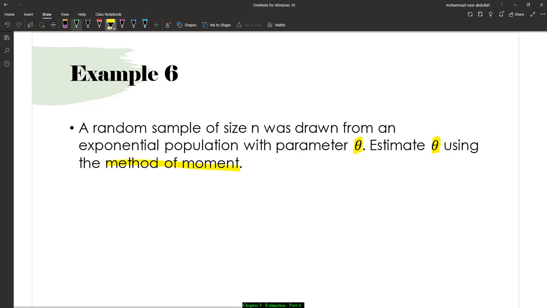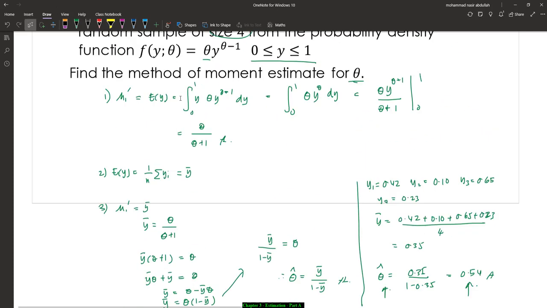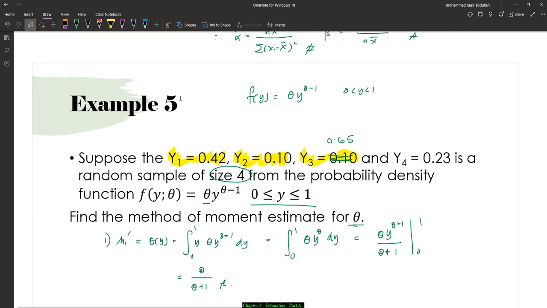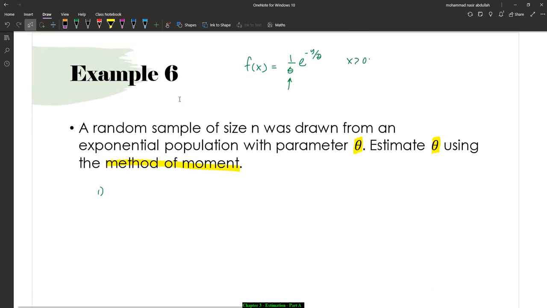So first thing we need to know the PDF for exponential. Sorry, the PDF for exponential is exponential negative y over theta, for x more than 0. So first step, very simple. Since we only have one parameter here, it is similar to before.